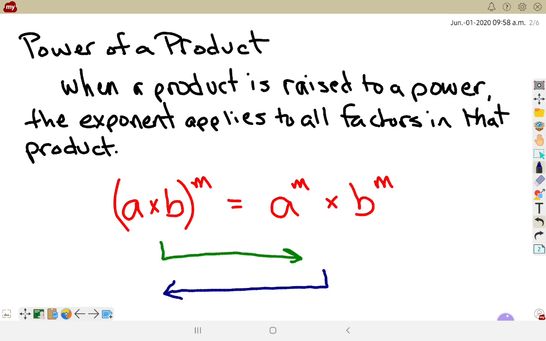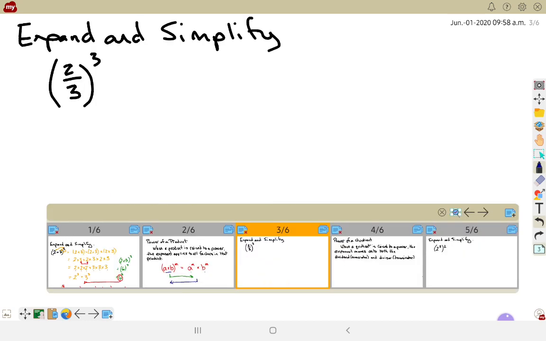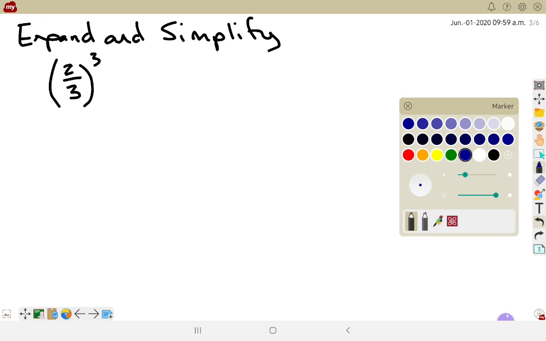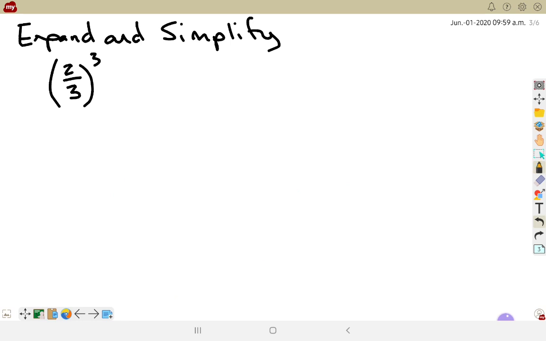I might have something where you have a product and you have the same exponent. You are allowed to then write that as a product inside brackets with that same exponent outside. So you are allowed to move left and right because of that equals sign. Okay? All right, let's look at the next one. Same thing, we'll start off with expanding and simplifying. So again, my exponent of 3 is touching the set of brackets.